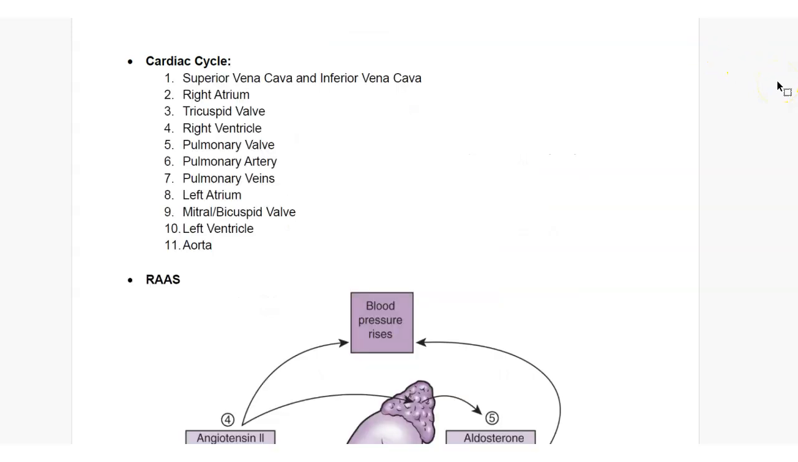So in a cardiac cycle, the blood comes back from everywhere in the body. It returns to the heart through the superior and inferior vena cava. It goes to the right atrium, then the tricuspid valve, then the right ventricle, then the pulmonary valve, pulmonary artery, then pulmonary veins, then the left atrium, mitral or bicuspid valve, left ventricle, and then it goes to the aorta, and then to the different parts of the body. Then the cycle begins again.